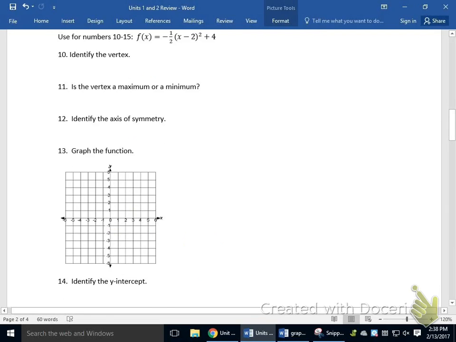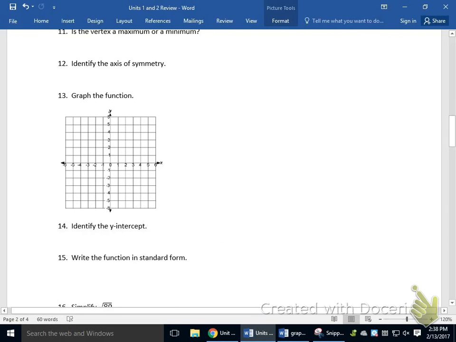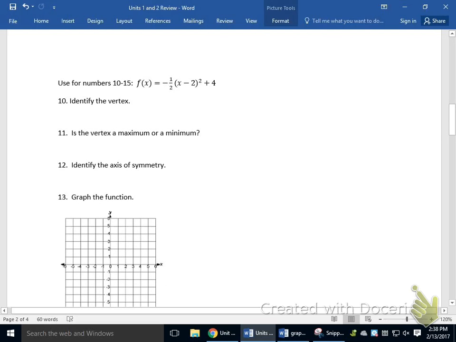Okay, and wrapping up with number 15 is asking me to write the function in standard form. So I'm going to go back up here and do that. For number 15, what you need to do is f(x) = -1/2(x - 2)². We're actually going to write that out as (x - 2)(x - 2) to get this thing into standard form, and then a +4 at the end.